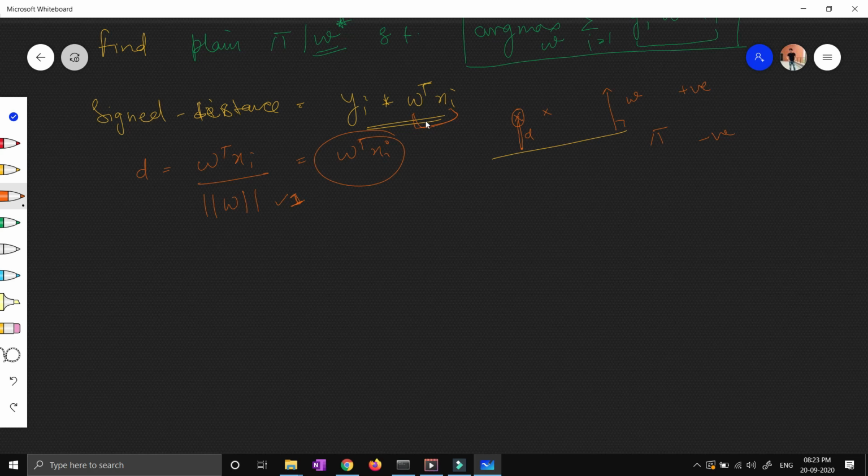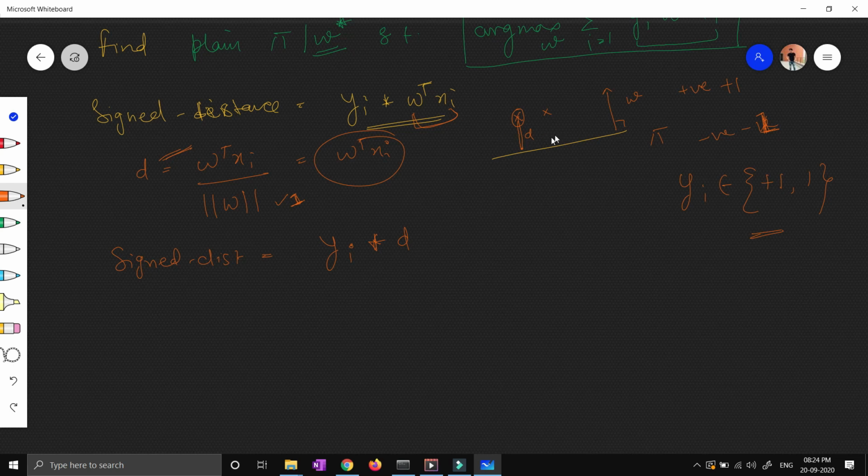Now my signed distance is the multiplication of yi, which is the actual label of the point. You can see my yi belongs to a binary classification. Either it will be a positive point or a negative point. For positive it will be +1, for negative it will be -1. So you can say the multiplication of yi into w transpose xi, which is eventually my distance d.